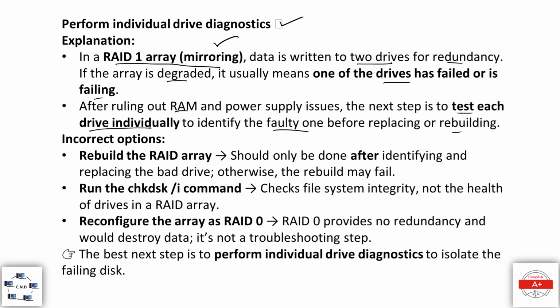Incorrect option, rebuild the RAID array: it should only be done after identifying and replacing the bad drive, otherwise the rebuild may fail. Run the chkdsk /I command: this command checks file system integrity, not the health of drives in a RAID array. Reconfigure the array as RAID 0: RAID 0 provides no redundancy and would destroy data. It's not a troubleshooting step. So the best next step is to perform individual drive diagnostics to isolate failing disks.